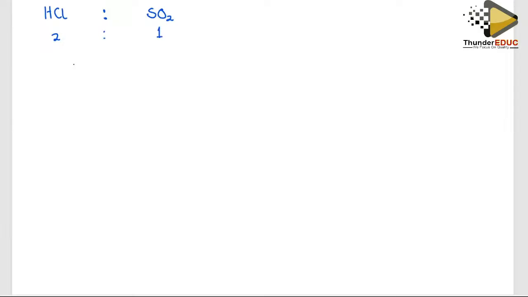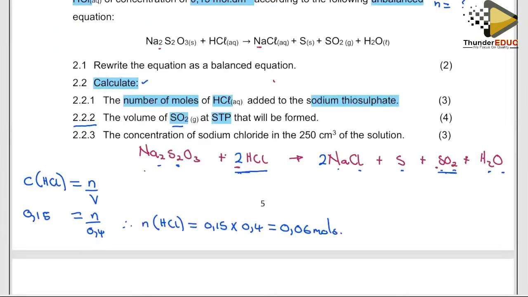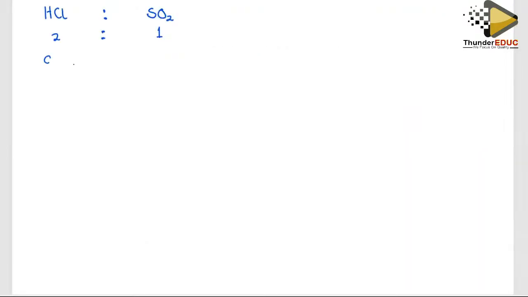Then after that, we are going to look at the number of moles that we calculated for HCl. We calculated a value of 0.06. Therefore, on this side I'm supposed to have 0.06 moles, and on this side I'm going to put an X, the unknown. Since the ratio is 2 is to 1, this one is supposed to be half of that. Therefore, I'm going to say 1 over 2 multiplied by 0.06, right?